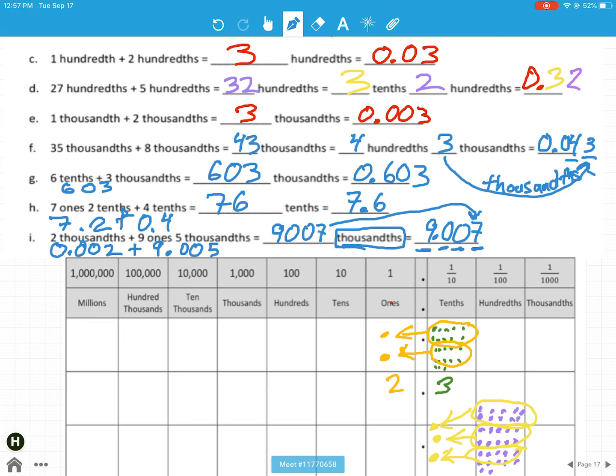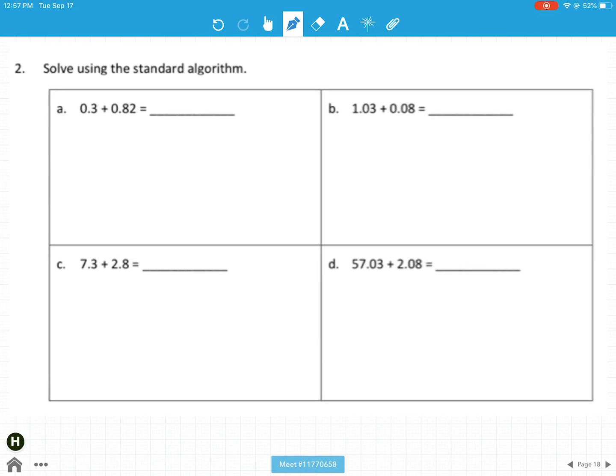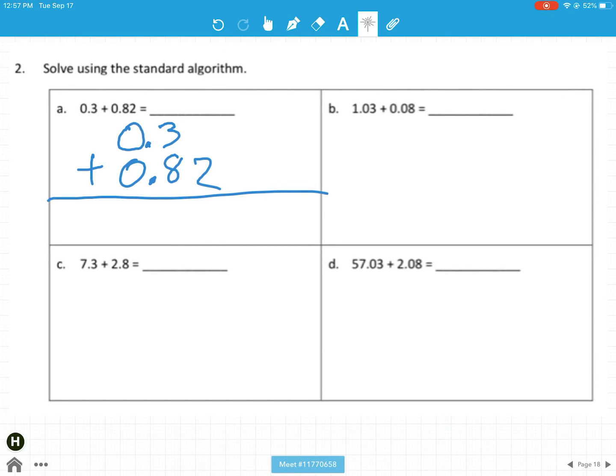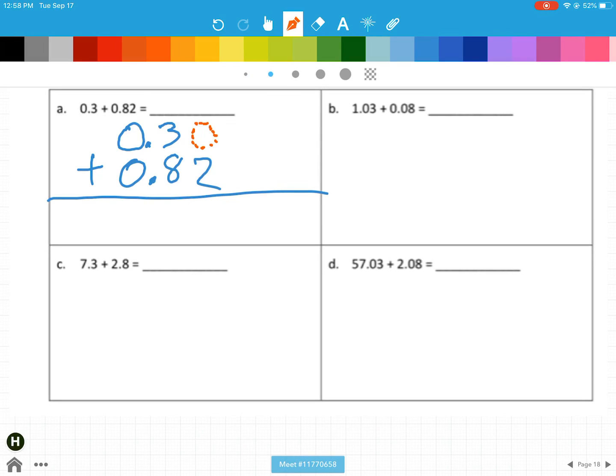All right, now the basic algorithm is basically what's happening there, and we're going to show that in the next example. The students have A and D to do for this, but it doesn't matter, this is the practice. So we have 0.3, 0.82, and we're adding them together. Now, the important thing to remember here is that our decimals line up, our tenths line up, and our hundredths line up. Even our ones line up. There's nothing here, so we can pretend that there is a 0 there, if you need to. But you don't have to.